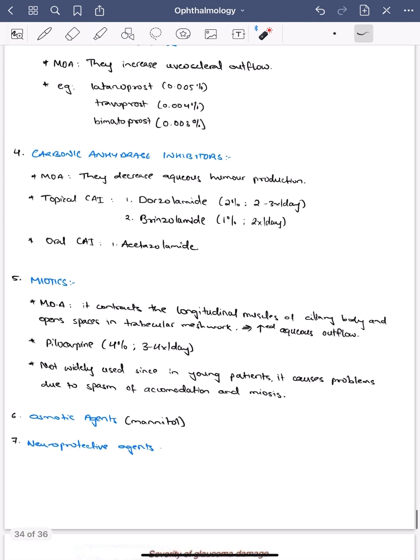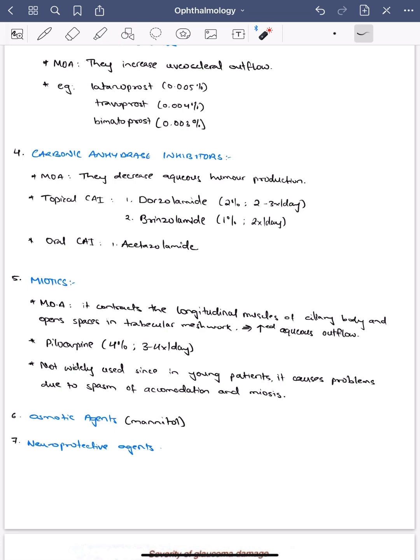Now the fifth group of drugs is miotics. The mechanism of action of these drugs is that they cause contraction of the longitudinal muscles of the ciliary body and open the spaces in the trabecular meshwork. Hence, it increases aqueous outflow. The miotic used is pilocarpine, but it is not used widely since in young patients it causes problems due to spasm of accommodation and miosis.